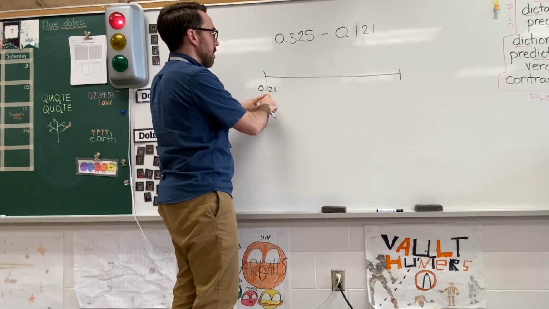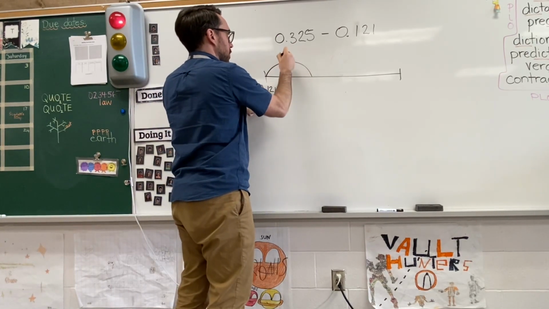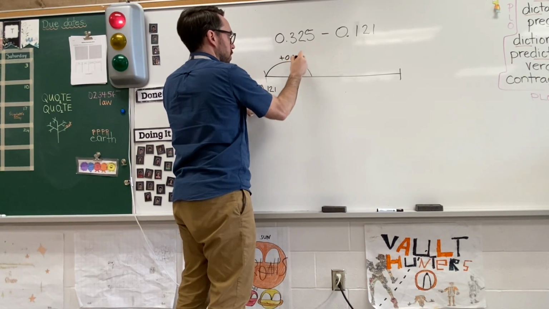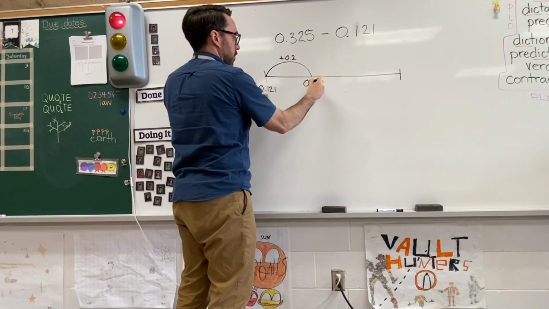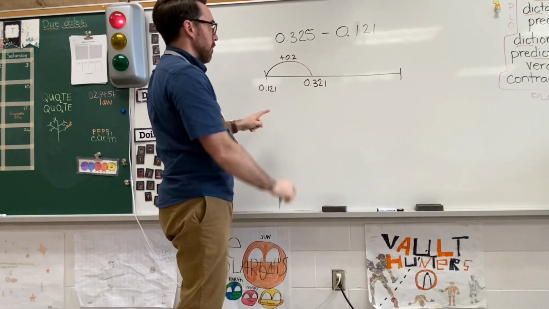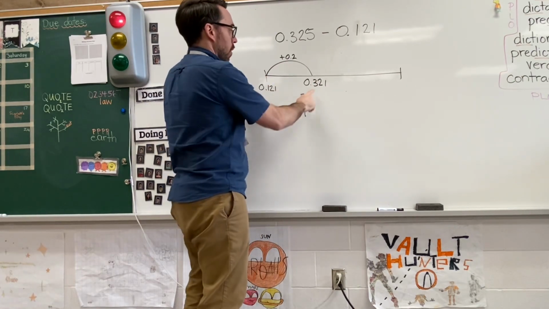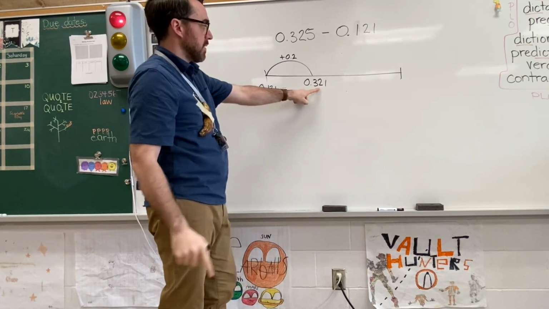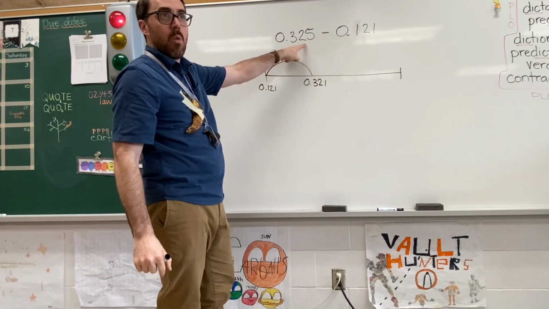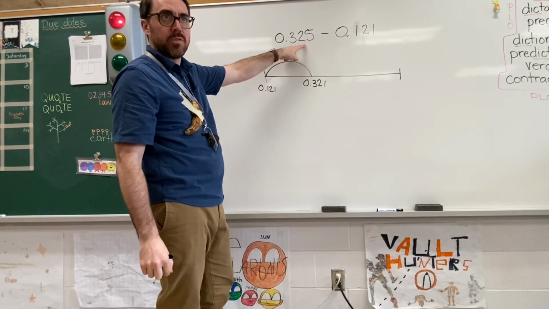I know I can jump up right away by 2 tenths, okay? So plus 0.2 gives me 0.321. I'm almost there, okay? I'm going from the small number to the big number to find the difference. What do I have to add now to get from here to there? What is left to add? Anybody? One person knows?